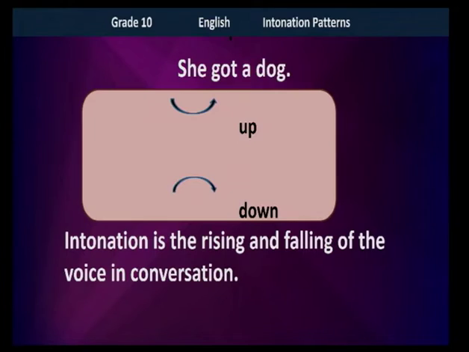So we'll move to the next slide. And as you can see, there is the sentence, she got a dog. So when I use my voice and if it is going up, she got a dog? At the end of my sentence, my voice going up. But I can say the same sentence in this way. She got a dog. This time, towards the end of my sentence, my voice is going down. So, this rising and falling of the voice in conversation is called intonation. It's called intonation patterns.